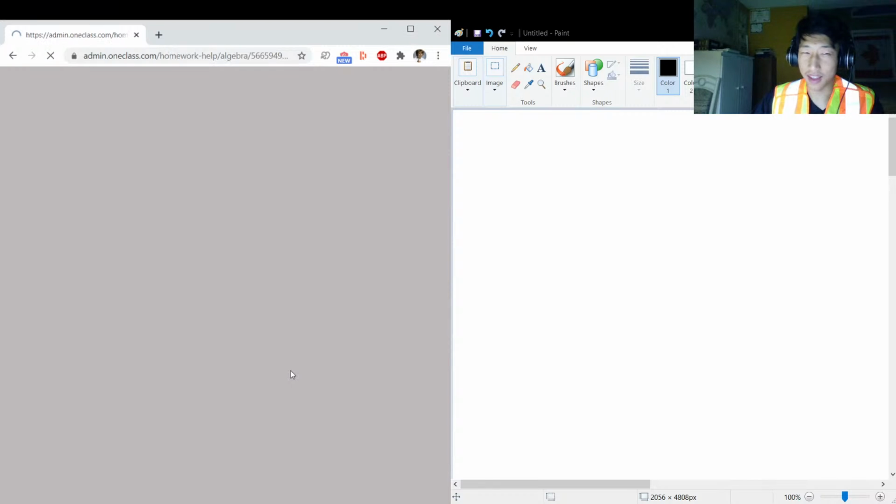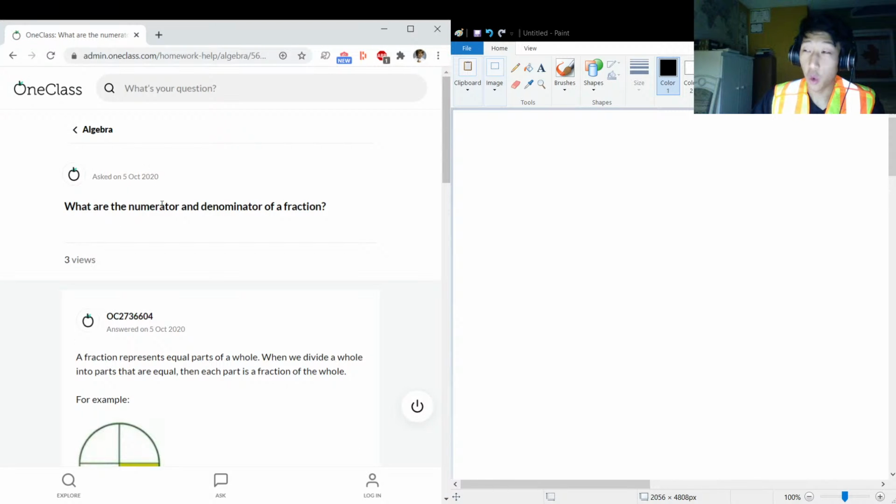Now, what's the next thing that we got in our menu? What are the numerator and the denominator of a fraction? Well, let's talk about what even is a fraction in the first place. A fraction is something that is a partial component to a whole. Fractions look like this. On the upstairs, we got the numerator. On the bottom, or the downstairs, we got the denominator.